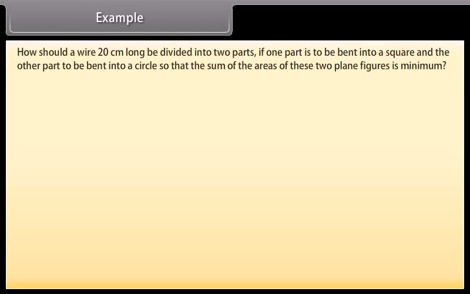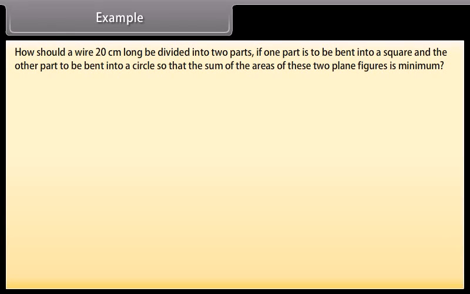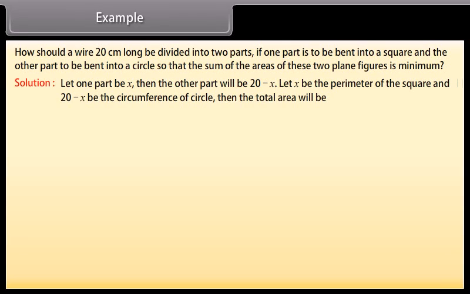Example: how should a wire 20 cm long be divided into two parts if one part is to be bent into a square and the other part to be bent into a circle so that the sum of the areas of these two plane figures is minimum? Solution: let one part be x, then the other part will be 20 minus x.